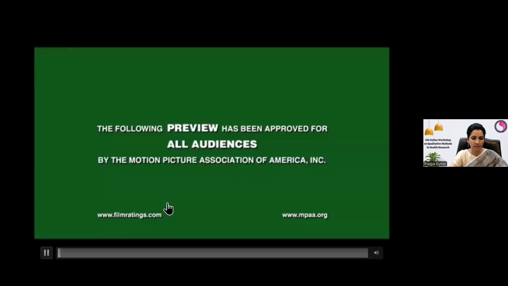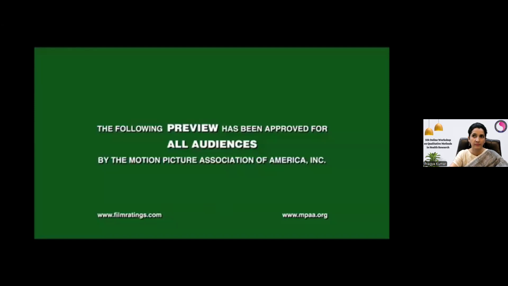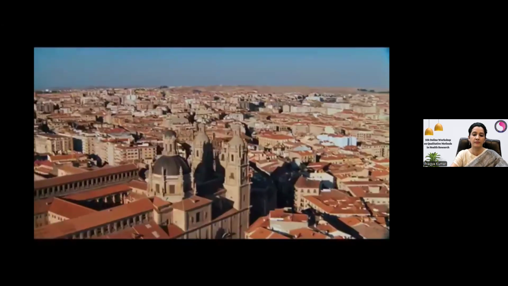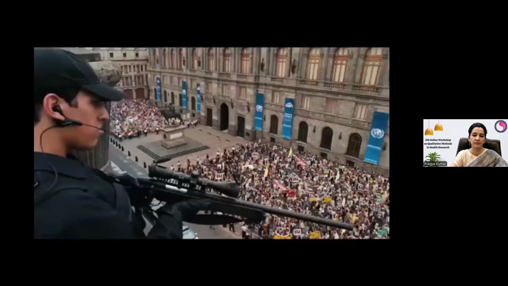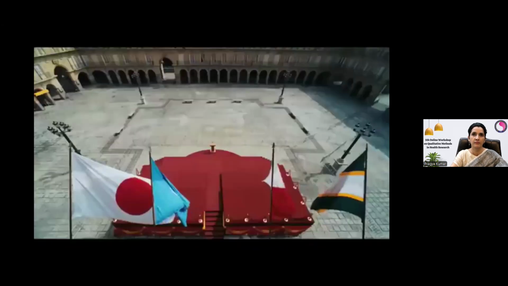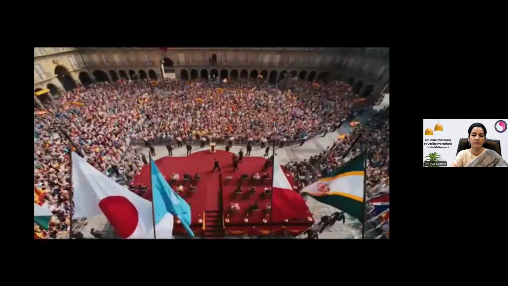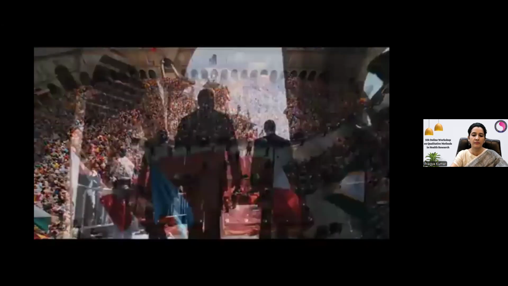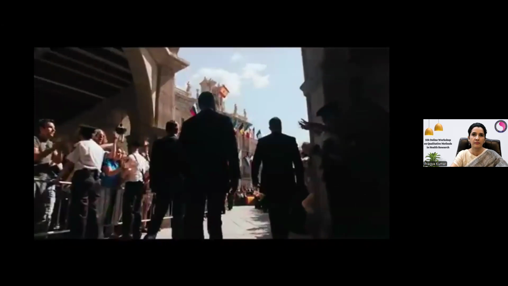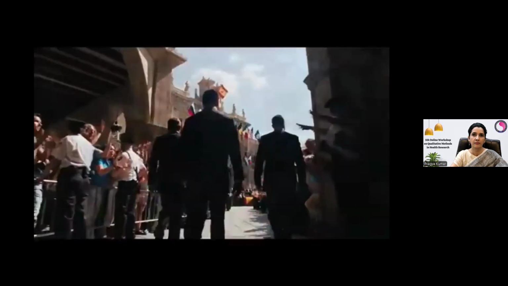Here we go in 5, 4, 3, 2. Here in Salamanca, Spain, President Ashton has been working with leaders from 5 continents to forge a new groundbreaking alliance. Today, we make history.